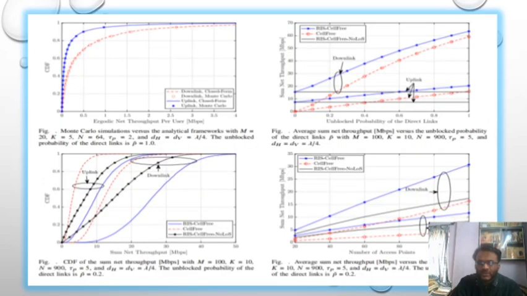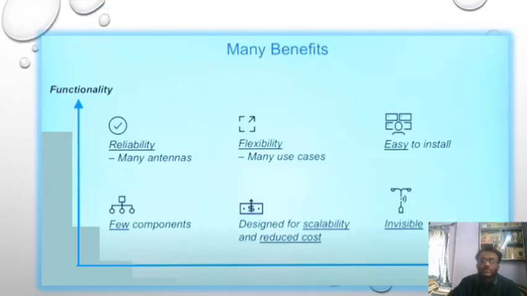This is an advantageous condition, and we can say that the RIS-involved cell-free MIMO system definitely has higher throughput for the same CDF, almost 27 to 28, compared to the cell-free system without RIS, in both the uplink and the downlink. So incorporating RIS gives much better performance. In this proposed 6G communication, it becomes reliable, flexible, easy to install, in some cases invisible, with design scalability and reduced cost.